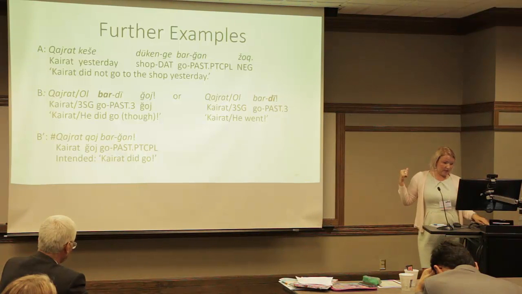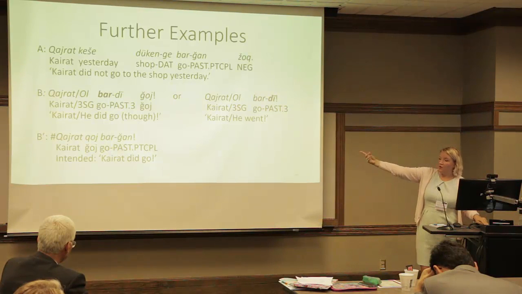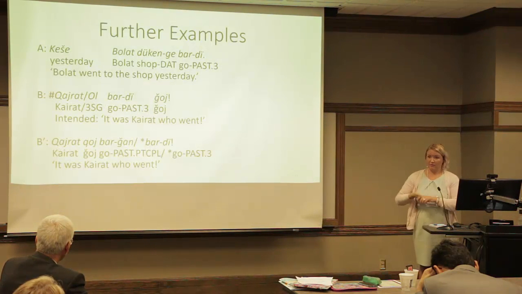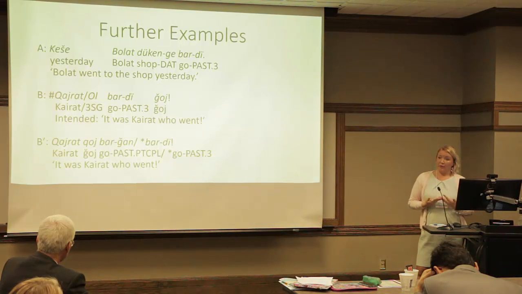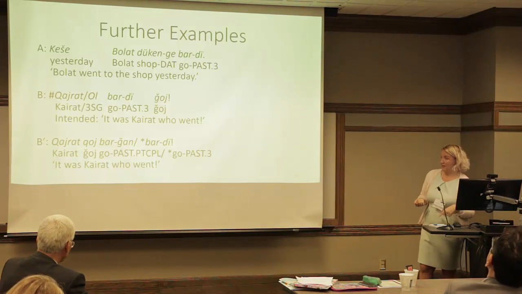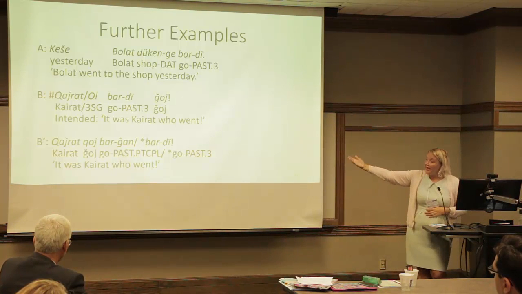And I'll show you the next example, where we'll have the reversal. B will become infelicitous, and B hyphen is the felicitous one. So it's a context like that. Keshe Bolat dukinge barde. Speaker A says, yesterday Bolat went to the shop. Speaker B wants to correct the actor. It was Kairat who went, not Bolat. So sentence B becomes infelicitous here. We can't say Kairat barderoy. We have to say Kairat koi bargan. And what's interesting here, we cannot say Kairat koi barde. It becomes ungrammatical.